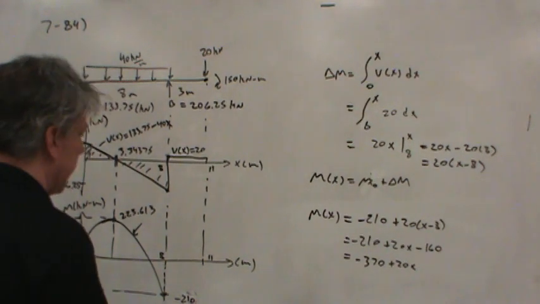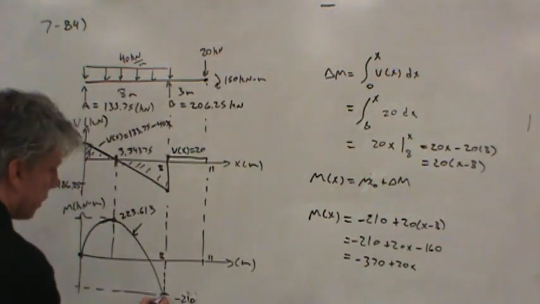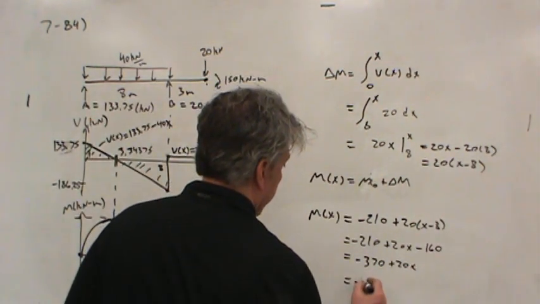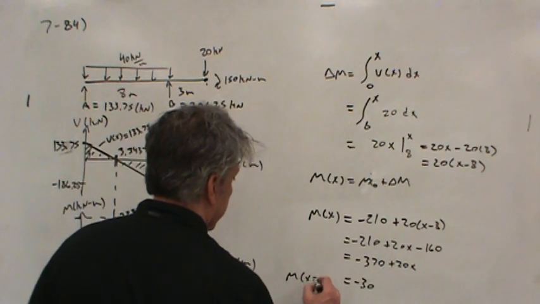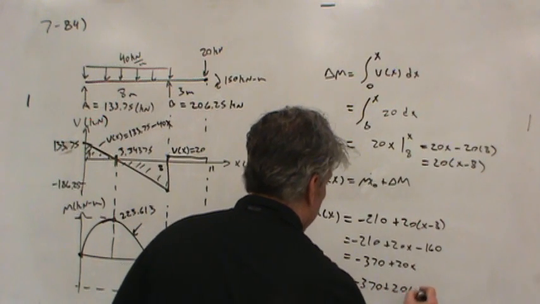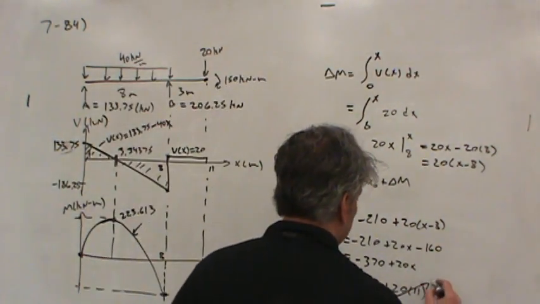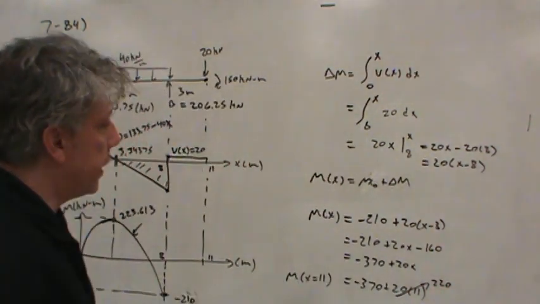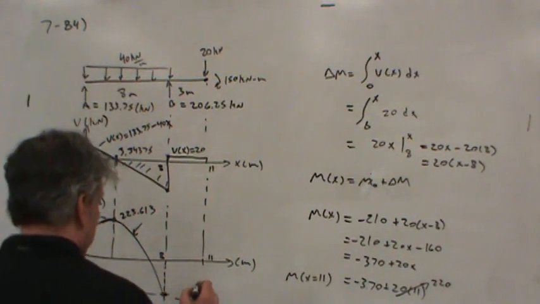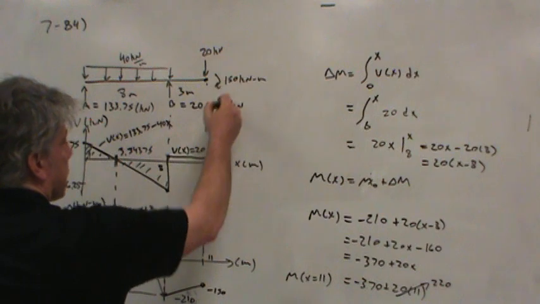Now, we really don't care about that. If we plug in x equal to 8, then we get 160 here, and we'd be at negative 210. That's what we expect. If we plug in x equal to 11, so the moment evaluated at x equal to 11, we get negative 370 plus 20 times 11. Okay. 20 times 11 is what, 220? So 220 added to negative 370 comes up to what, negative 150? So this comes up to a value of negative 150, and sure enough, there's a moment at the end that completes it.